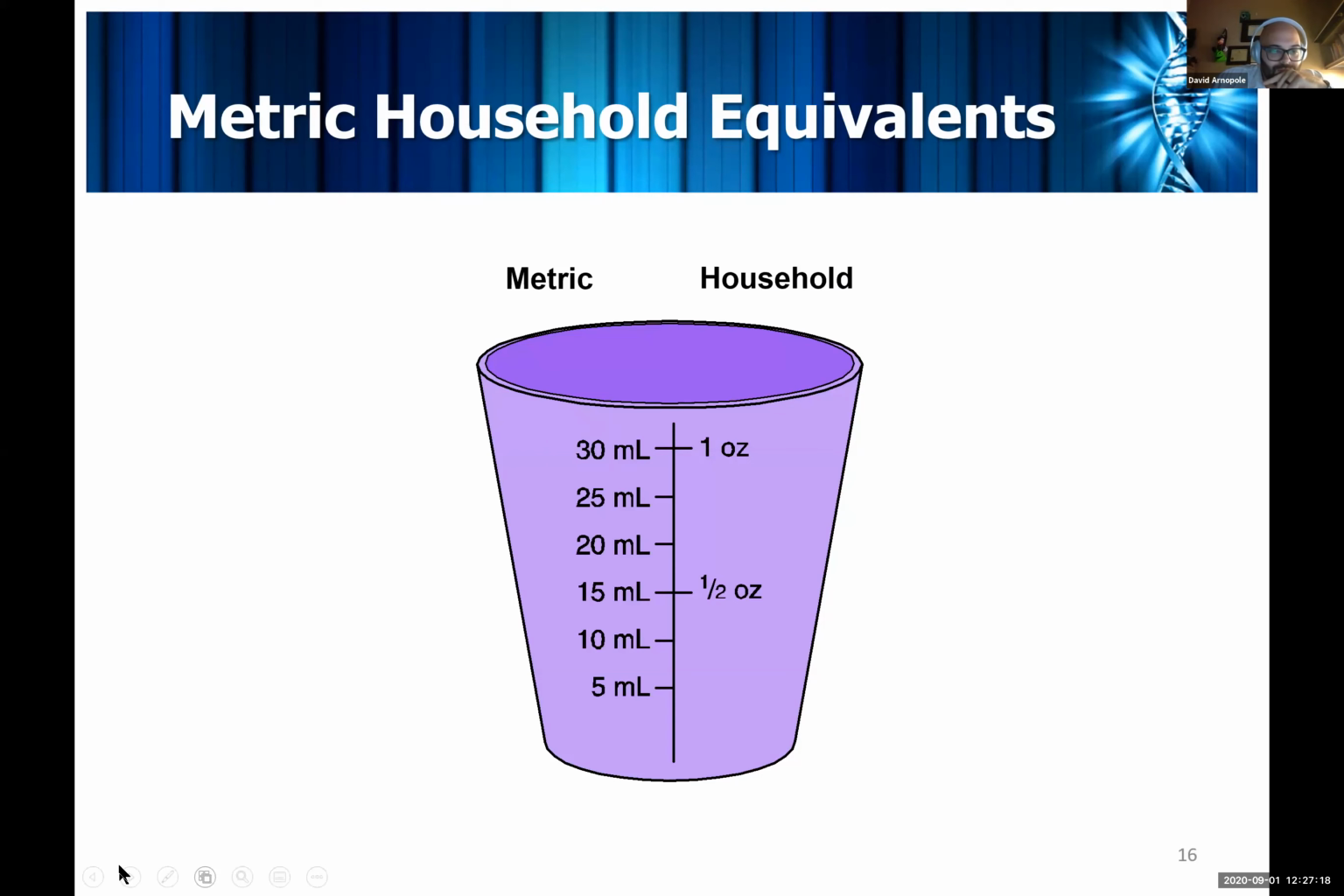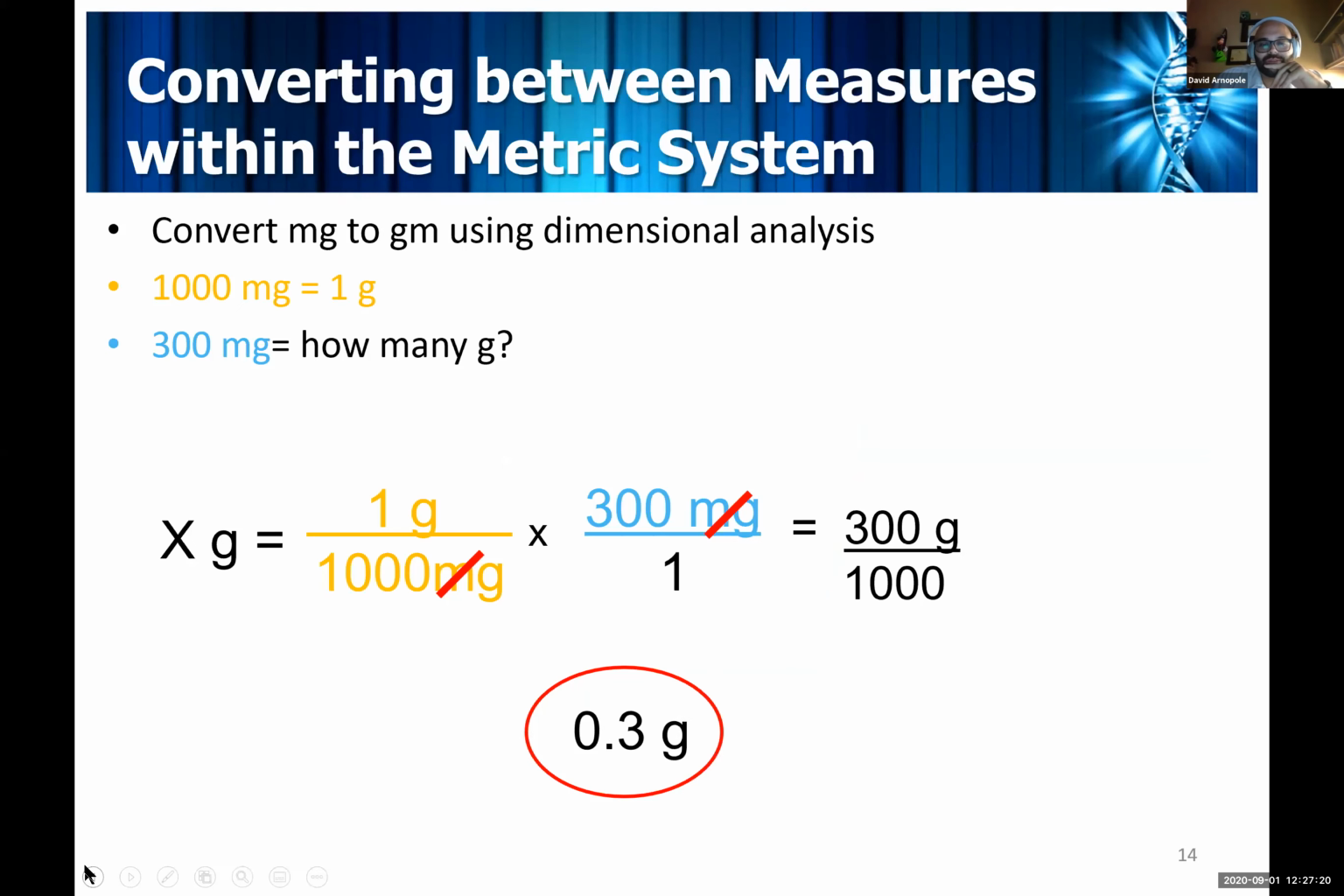Oh, let me back up. How do we know to put 300 on top? That's fine. Let's go back to it. Because whatever is on the bottom needs to be canceled on top. And I have 300 milligrams up here. So that means I can put 300 over 1. And that would let me cancel the milligrams and milligrams. Does that make sense?